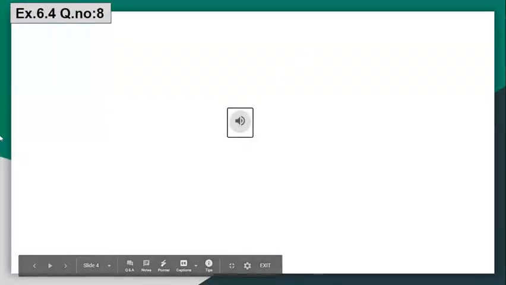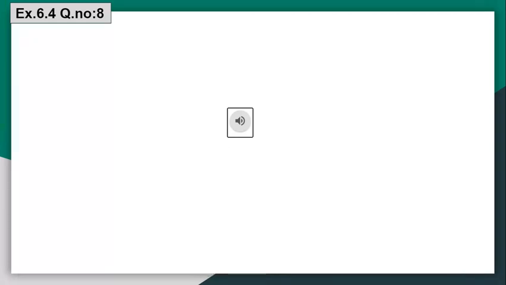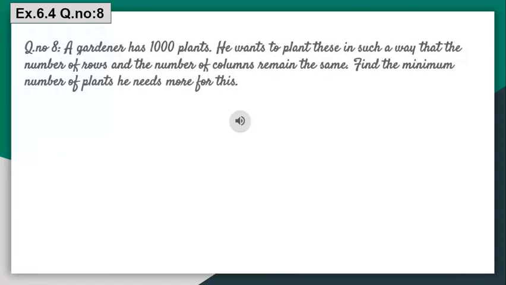Now let's see question number 8. A gardener has 1000 plants. He wants to plant these in such a way that the number of rows and the number of columns remain the same. Find the minimum number of plants he needs more for this. Means the gardener wants to plant it like this, and the columns and rows should be the same, isn't it?